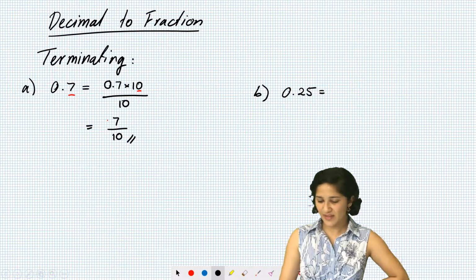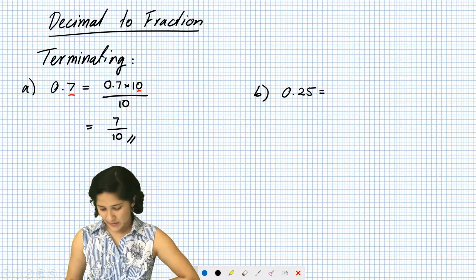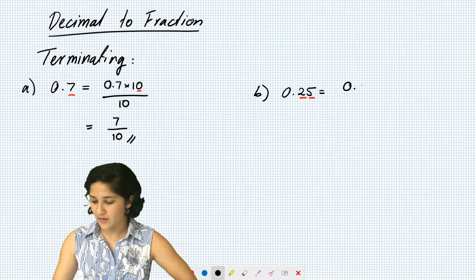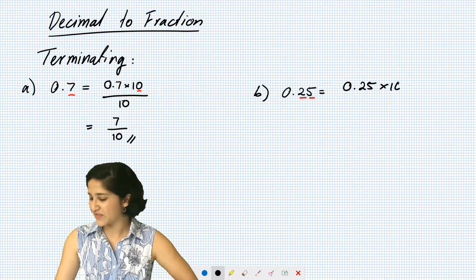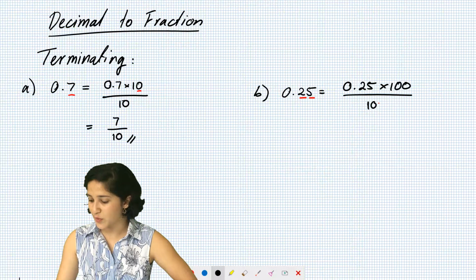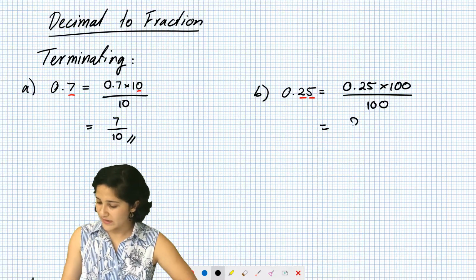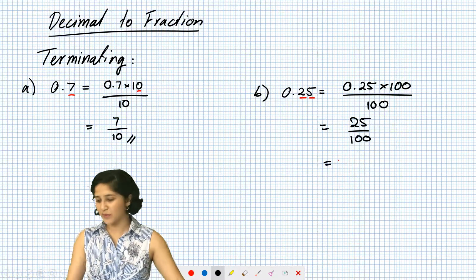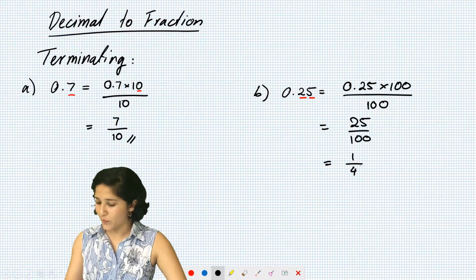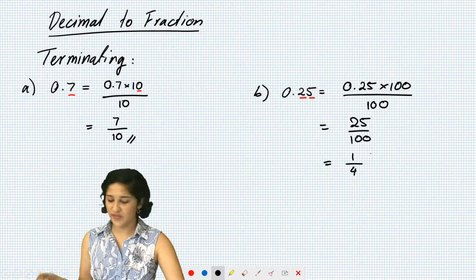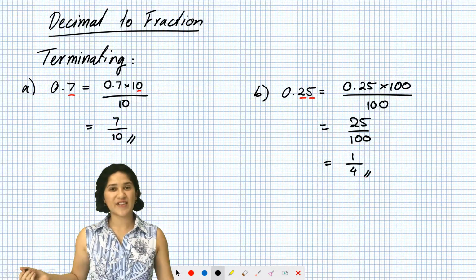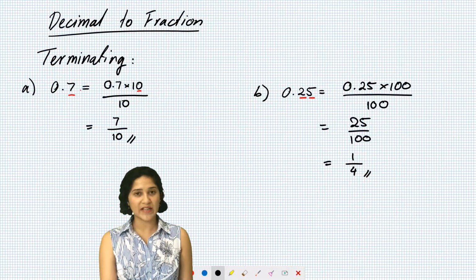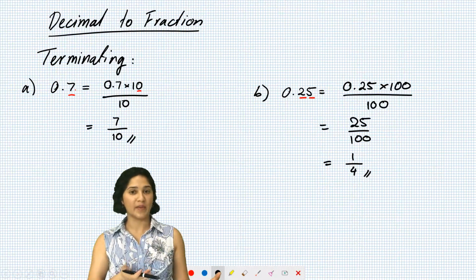If I look at this one, this time I have 2 decimal places, so I need to multiply and divide by 100, 2 zeros for 2 decimal places. So that's simply 25 over 100. This time this fraction can be simplified to just 1/4 if I divide top and bottom by 25. So all you have to think about is moving the decimal place and dividing by the same number you multiplied by.